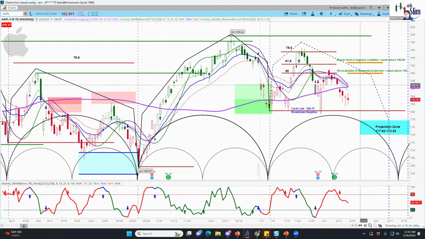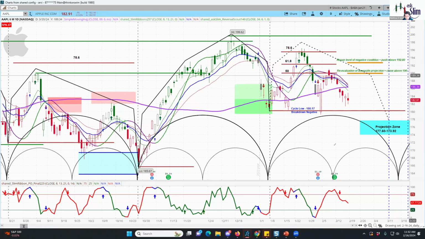And right now I have a couple of reevaluation levels to pay attention to that would suggest that I have to review the analysis. The first is a close above 190, which would force me to reevaluate that downside projection. And then the repair of the overall negative condition would occur with a push above 192.80. So that is the review of Apple at this time.